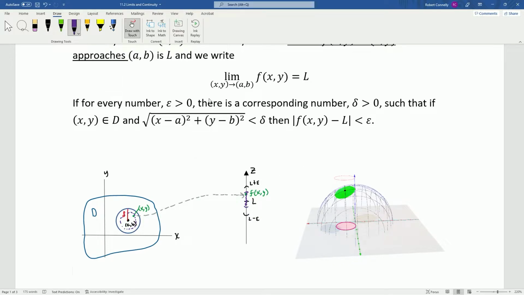Now we'll see why we need this precise definition to deal with a problem later on, but for now, let's just move on to some other concepts.